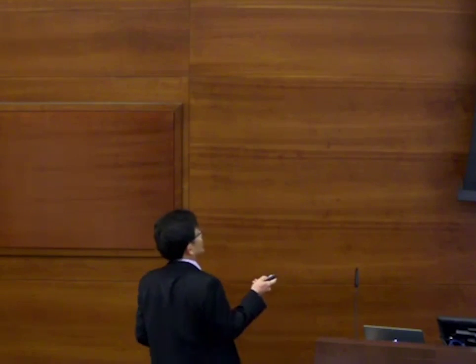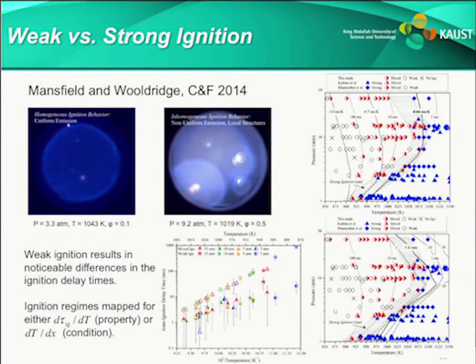the one thing that got me engaged in this study was that Margaret Wooldridge has been doing this RCM study at the University of Michigan. Using syngas, they found 2 different regimes of ignition. One is called the weak ignition, with more of a front propagation. And then strong ignition is more like a widespread, nearly homogeneous ignition mode. So they did many, many parametric experiments to distinguish between the different regimes of ignition.